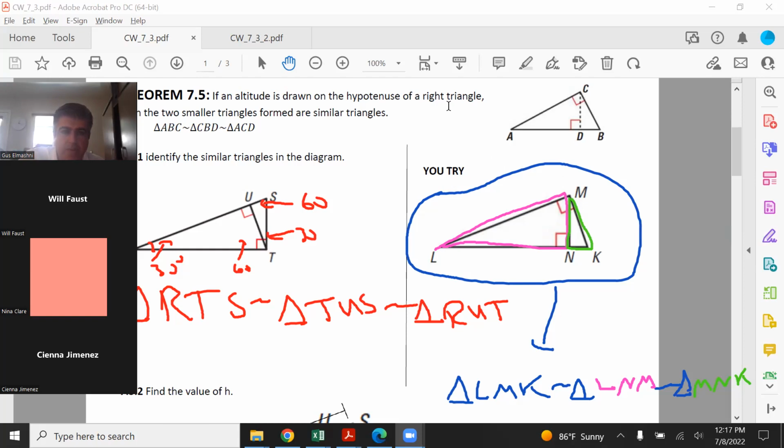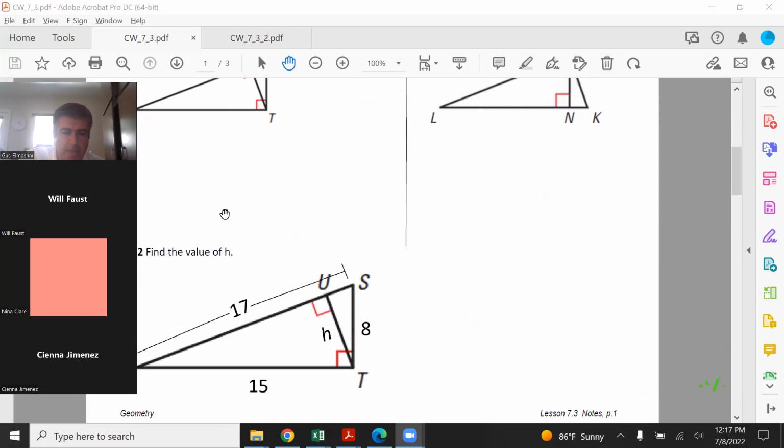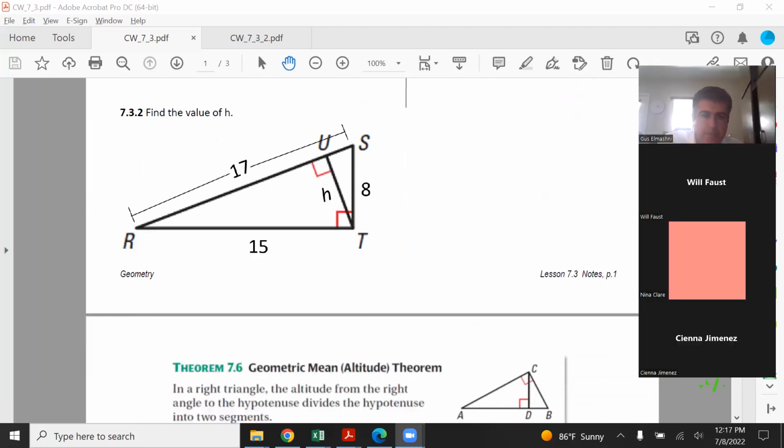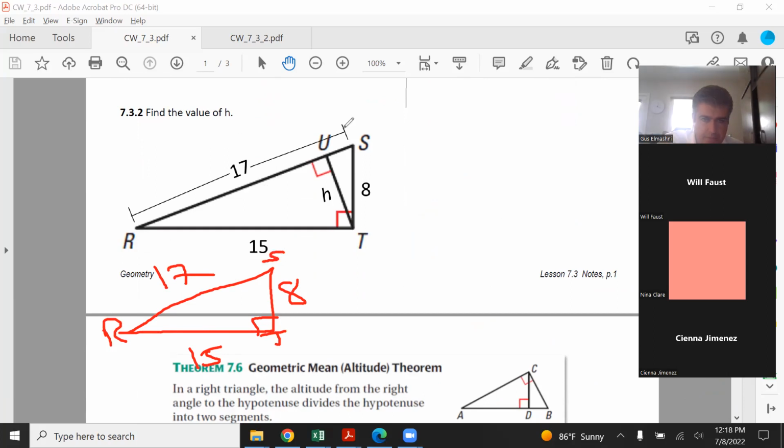Now we're going to start trying to figure out how to find some of the missing sides. This is the part that can get a little tricky. So what I'm going to do is redraw each of these. So here's my big triangle. That's 15, 8, and 17. That's R, T, S.